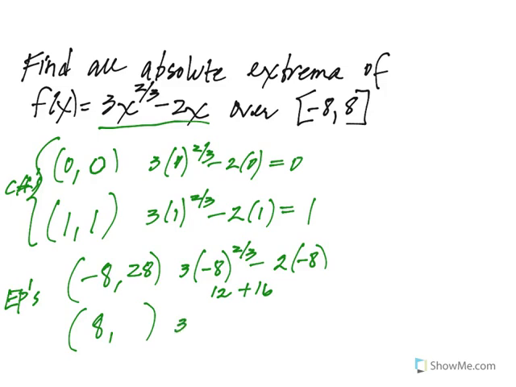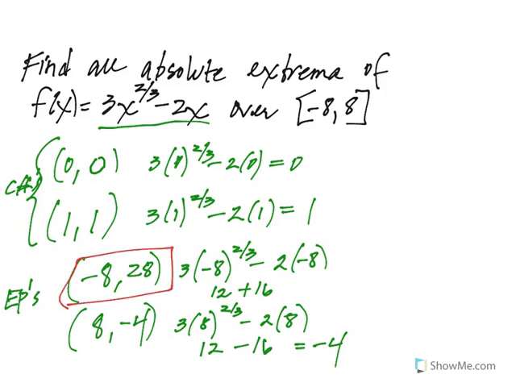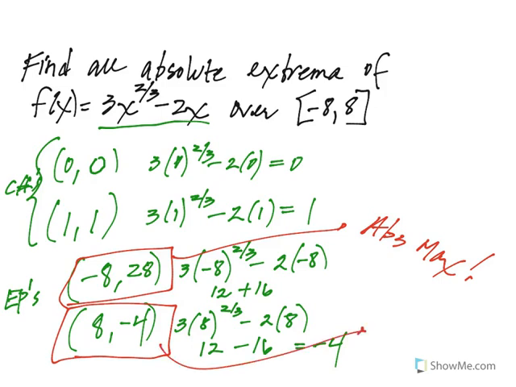Let's check 8. Come on, it'll be fun. 3 times 8 to the 2/3 minus 2 times 8. I cube root 8, that's 2. I square it, that gives me 4. Times 3 is 12 minus 16. That gives me -4. So now I'm looking for the highest and lowest points. Out of all 4 of these points, you can see that this one right here is my absolute maximum, and this one right here is my absolute minimum. So those are my absolute extrema.